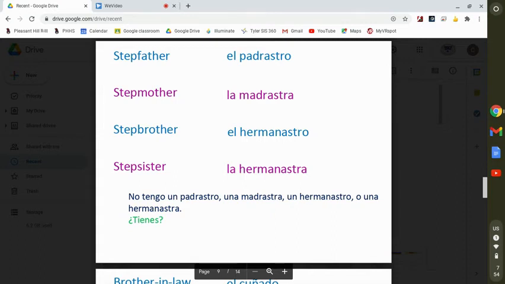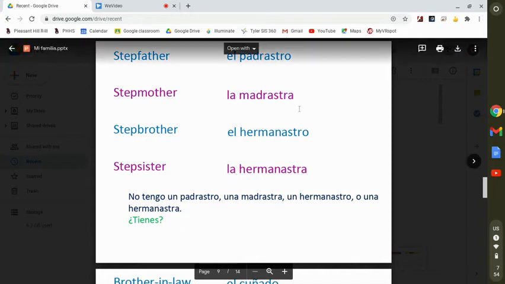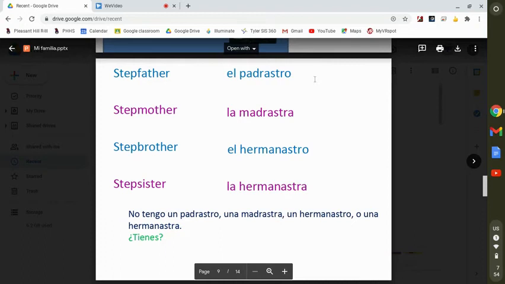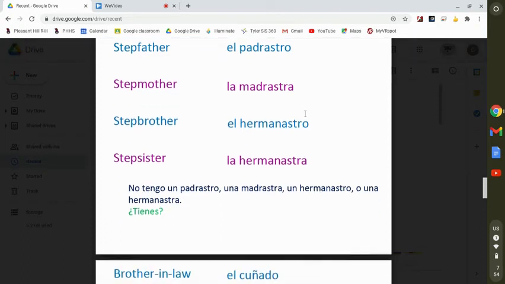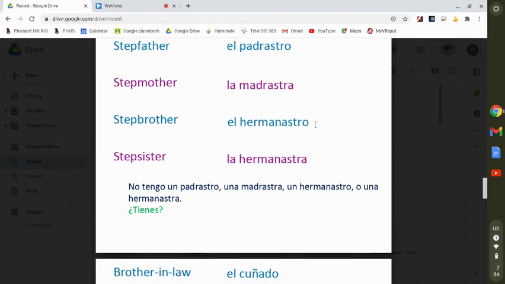Okay? So all they do here is they take the word for dad, mom, brother, and sister. They take off the last letter. So on this one, they took off the E, they took off the E, they took off the O, they took off the A, and they put astro or astra at the end. So a stepfather is el padrastro, stepmother, la madrastra, a stepbrother, el hermanastro, and a stepsister, la hermanastra.